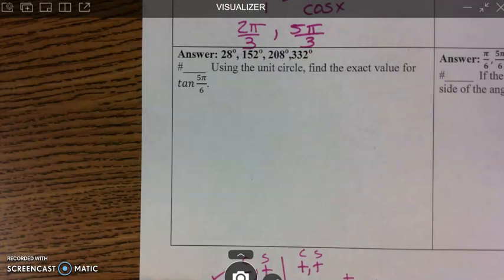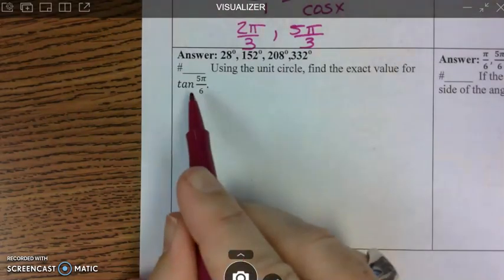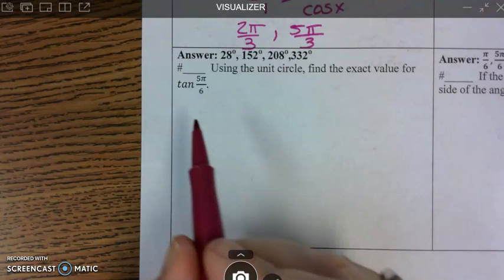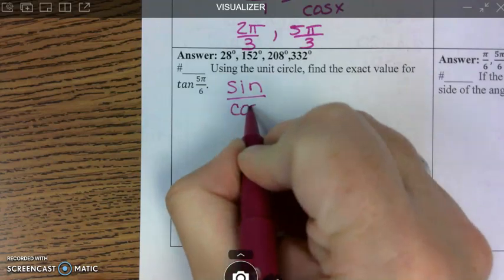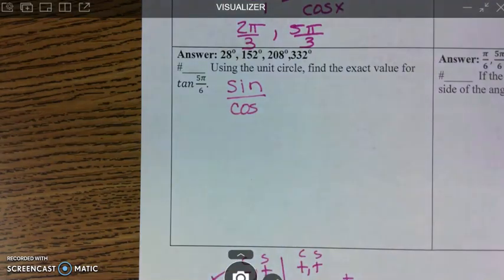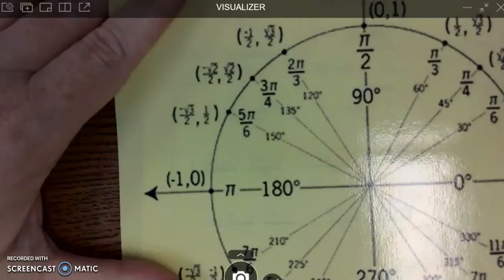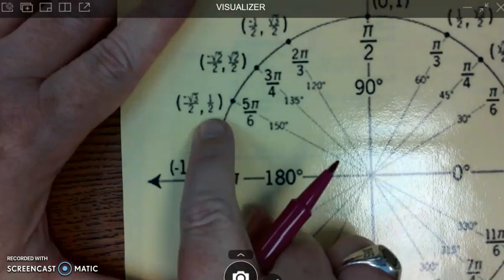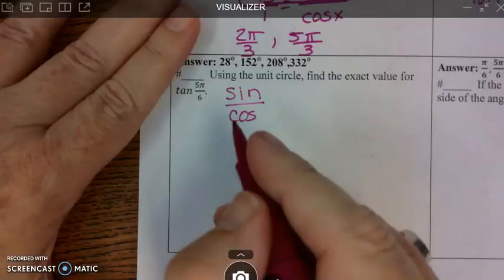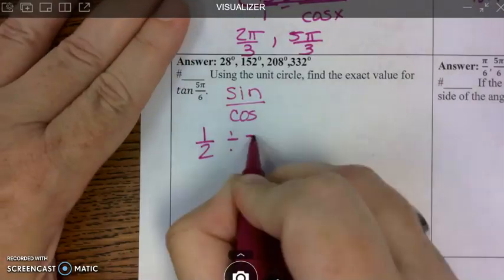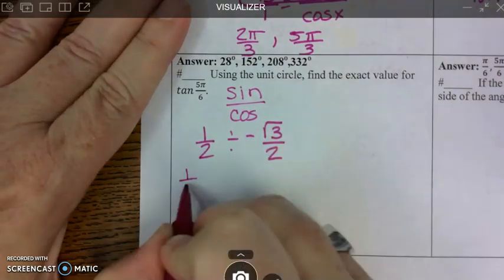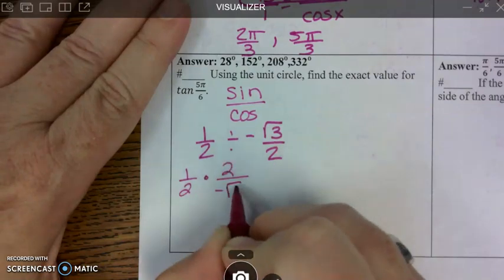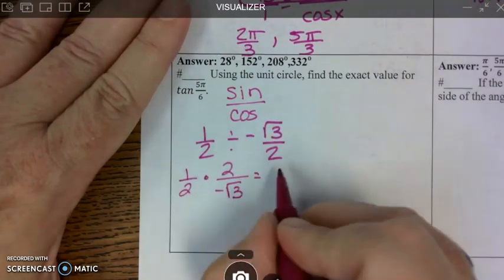So far so good, right? Find the exact value of tangent of 5 pi over 6. Remember, tangent is nothing more than sine over cosine. So I'm getting my unit circle out. Here we go, 5 pi over 6. Sine is 1/2, divided by the negative square root of 3 over 2. Keep, change, and flip. So when I do that, I get 2 over negative 2 square roots of 3.